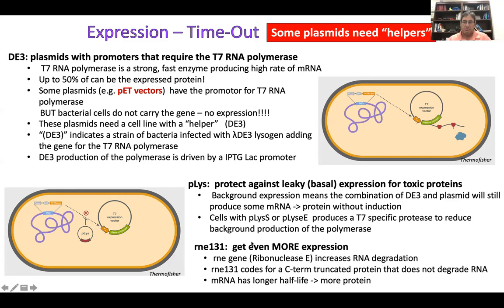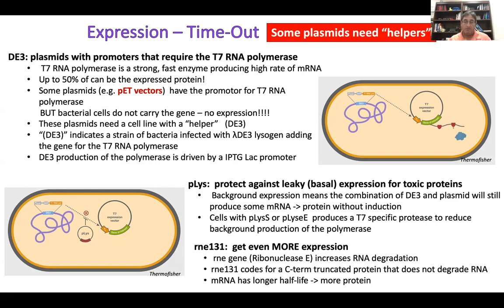Another modification to some of these expressors is if you have really low expressors for whatever reason, your messenger RNA is being degraded or you're just not making a lot of protein and you want to make more, well, then you can find a BL21 bacteria strain that has an additional gene added to this. And this is the RNE gene, or the gene that codes for ribonuclease E.